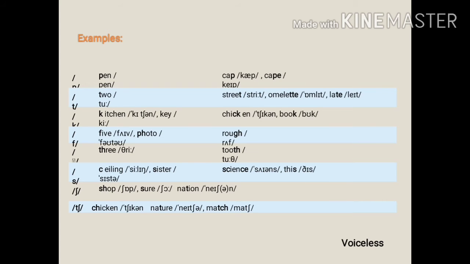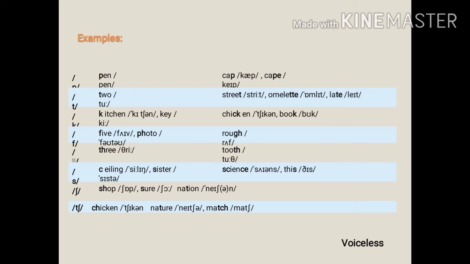Then k, this comes into the cap. Then t, this sound comes into the tooth. So these are some examples of the voiceless sounds. Now I think you understood what is called voiceless sounds. When we pronounce the particular sound, your throat doesn't vibrate.